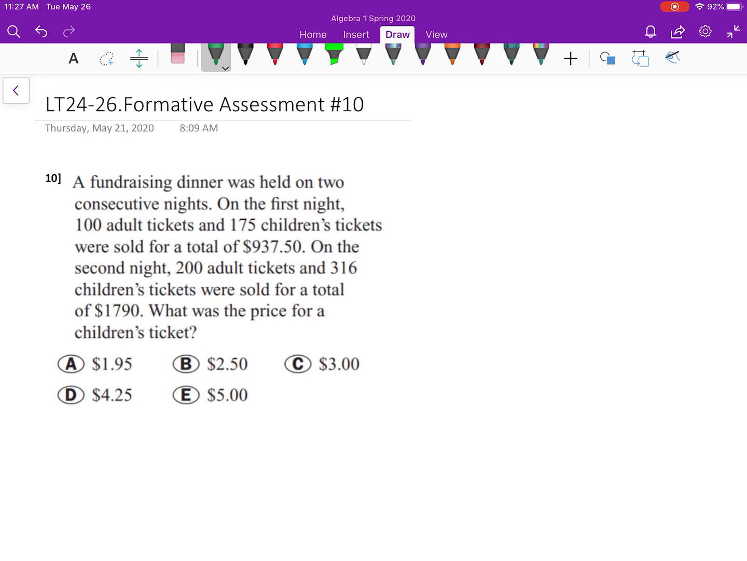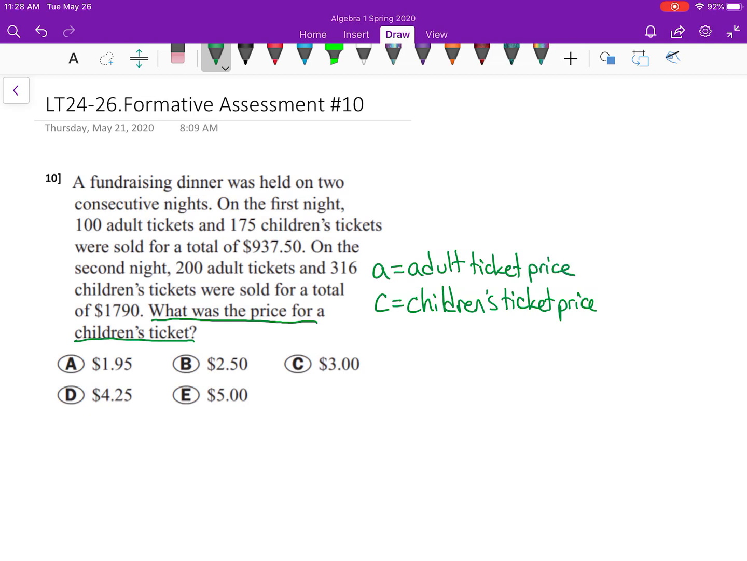So I can set up a system of equations to solve this problem. Now, when I read it, they only ask me what was the price for a children's ticket. So I know I'll need a variable for children's ticket. Maybe I'll use C and say that that represents children's ticket price. But I also know that there were adult tickets sold. So I will need another variable, and maybe I'll say A is adult ticket price.